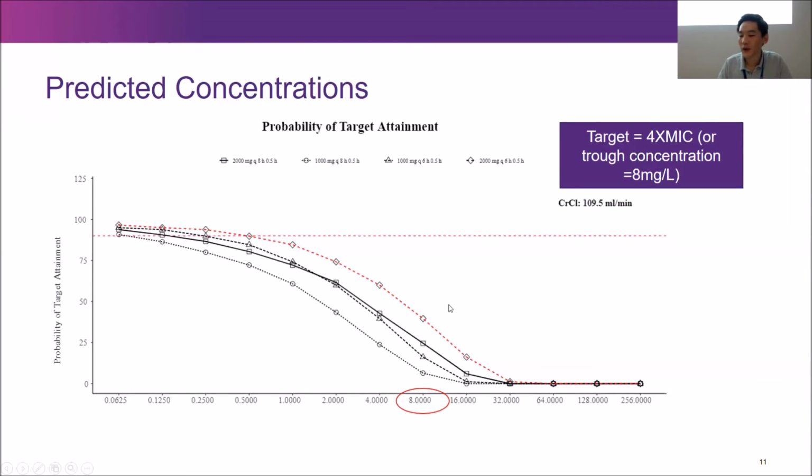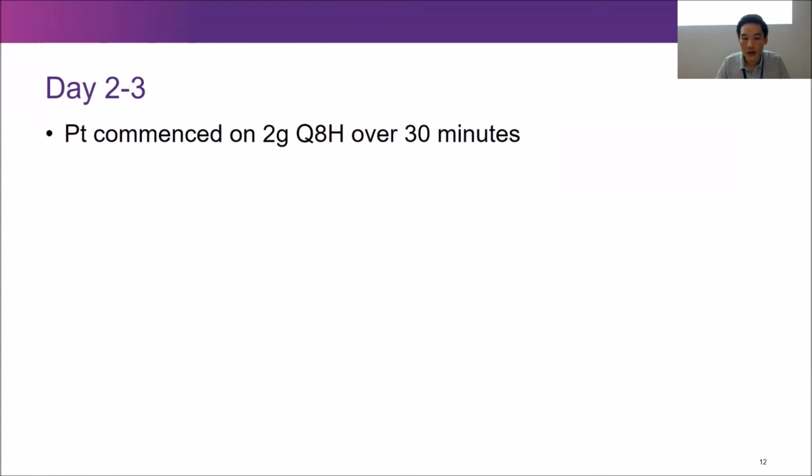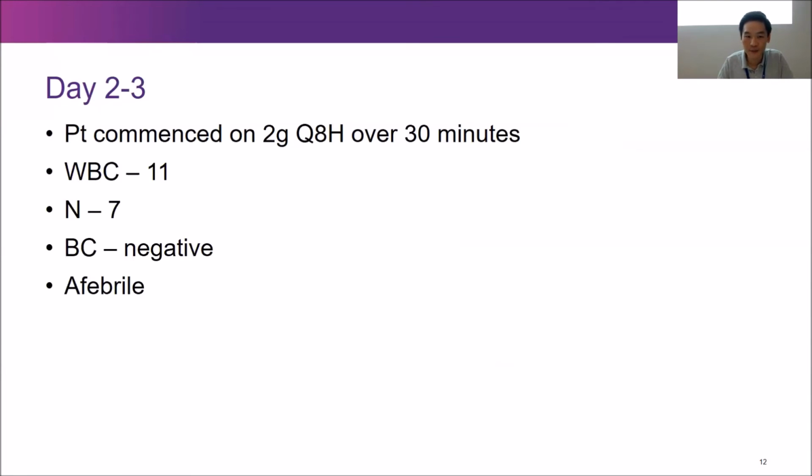So the pharmacokinetic model that's in ID-ODS seems to suggest that none of those options would have worked for our particular patient. Nonetheless, we went with the audience suggestion, and we actually went with 2,000 milligrams every 8 hours because that just seems to be the standard dose that most people will use for a CNS infection. So a little bit more progress information. We've commenced the patient on 2 grams every 8 hours over 30 minutes.